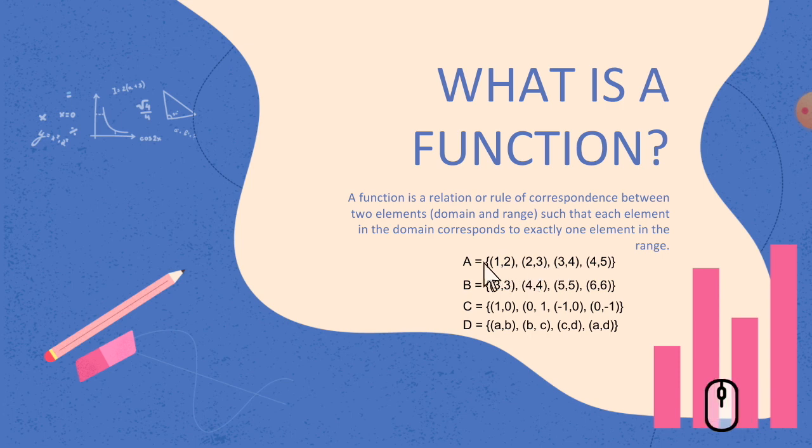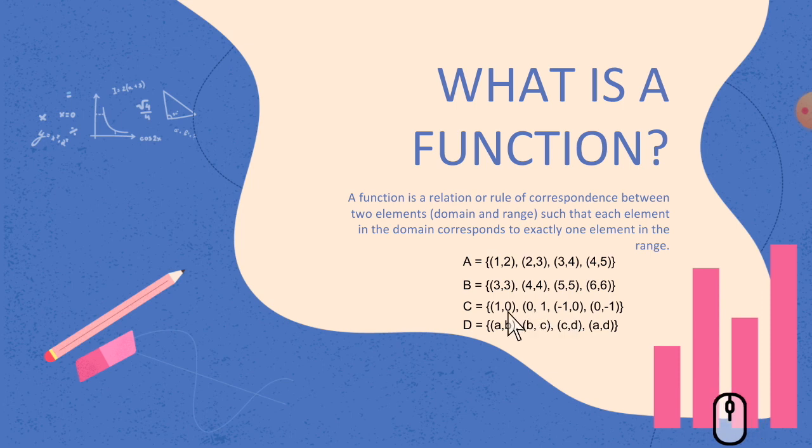So, yung letter A natin is an example of function. So, bakit? Tignan natin yung ating first element or the domain which is 1, 2, 3, and 4. So, walang naulit. Therefore, it is a function. And then B: 3, 3, 4, 4, 5, 5, and 6, 6. This is an example of function since the domain is not repeated.